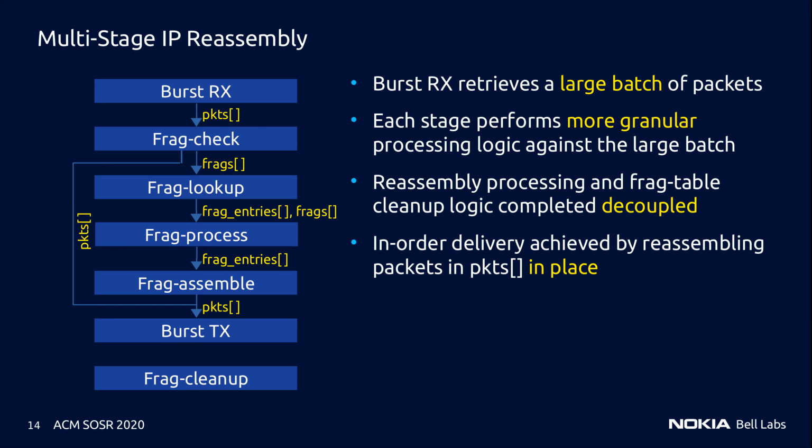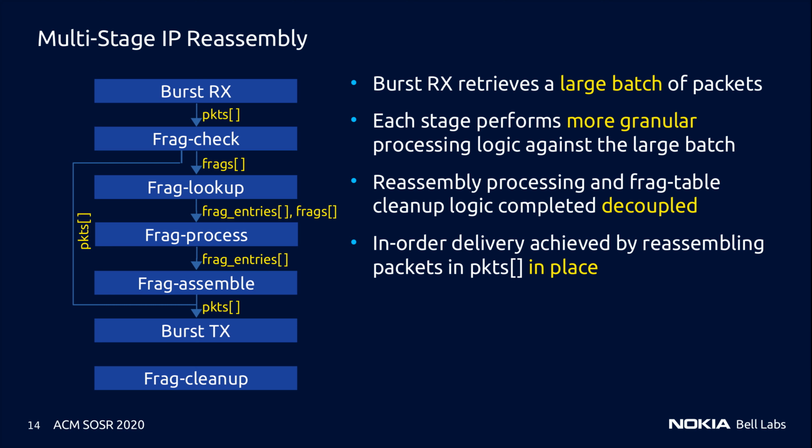We end up developing 7 processing stages for the IP reassembly function as shown here. In order to benefit from cached instructions, the initial Rx step retrieves a large batch of packets, typically 128 or 256. The rest of the steps then perform more granular processing, whose complexity is reasonably low. Another benefit of this granular processing is that, unlike the original design, where reassembly processing and the frag table cleanup logic are intertwined, we completely decouple them into separate steps.